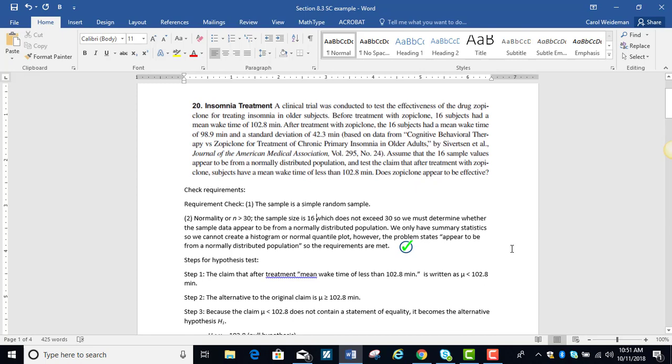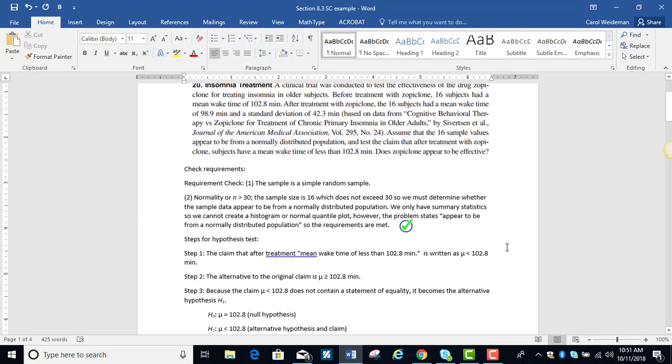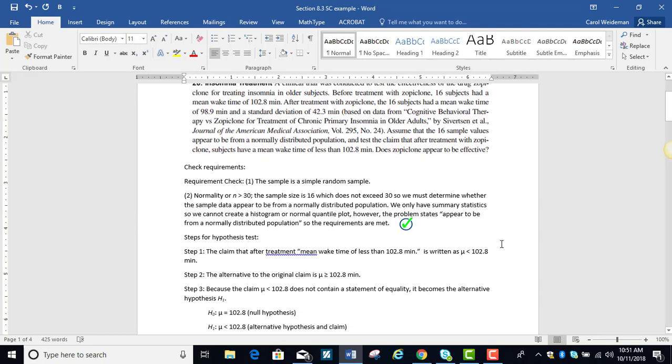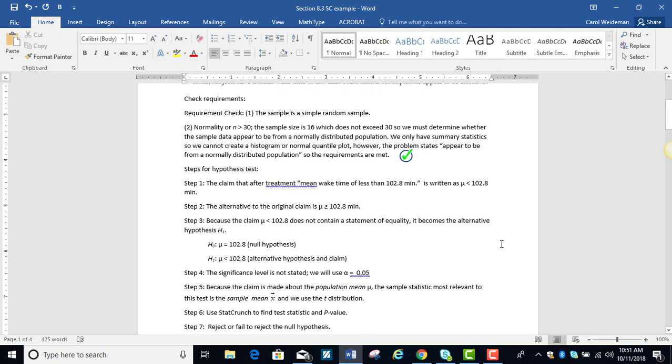Steps for the hypothesis test. Step 1, the claim that after treatment, quote, mean wake time of less than 102.8 minutes is written as mu less than 102.8 minutes. Step 2, the alternative to the original claim is mu greater than or equal to 102.8 minutes. Since the claim mu less than 102.8 does not contain a statement of equality, it becomes the alternative hypothesis H1. Our hypotheses are the null hypothesis, mu equal to 102.8, alternative hypothesis, mu less than 102.8.